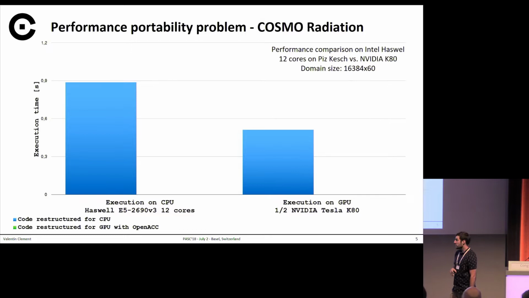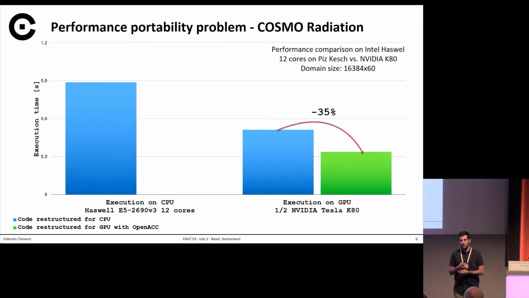If we take a simple example of a physical parameterization, these are some results for the COSMO radiation. On the left side, you have the original code that is run on CPU, with a certain execution time. If you put some OpenACC directives in it, then you get some speedup when you run on the GPU. This is fine. But if you restructure your code in terms of loop structure, you can gain even more. We found that you can gain even 35% of performance.